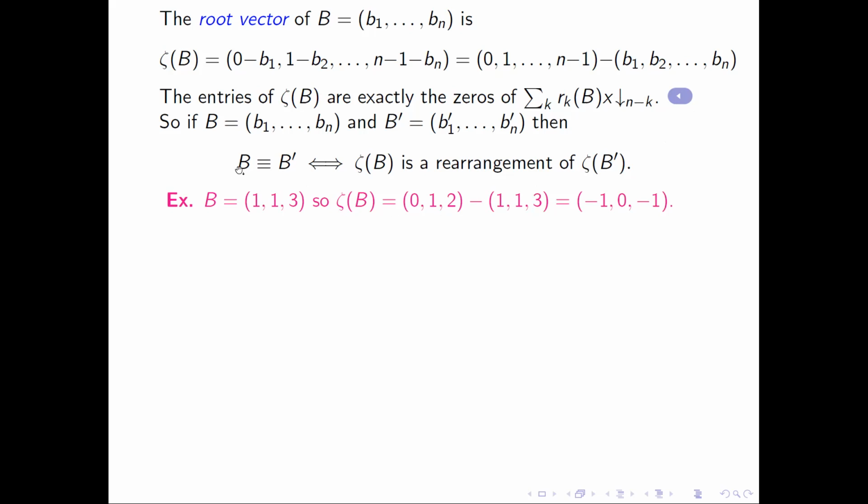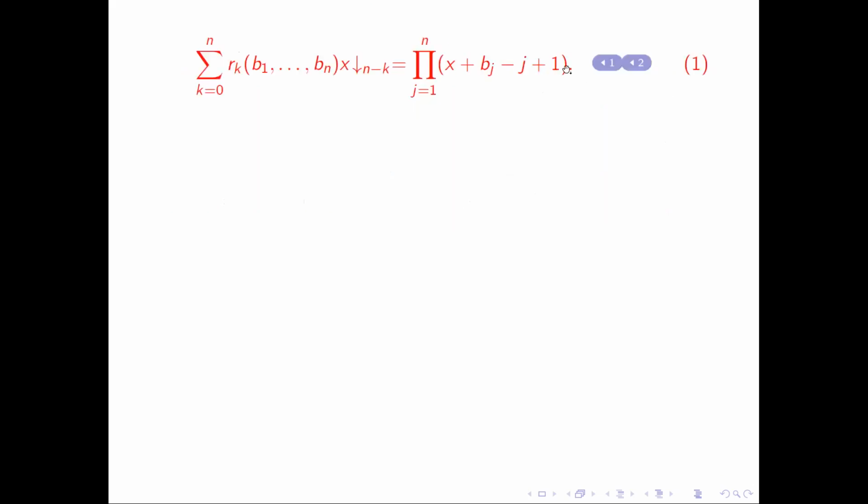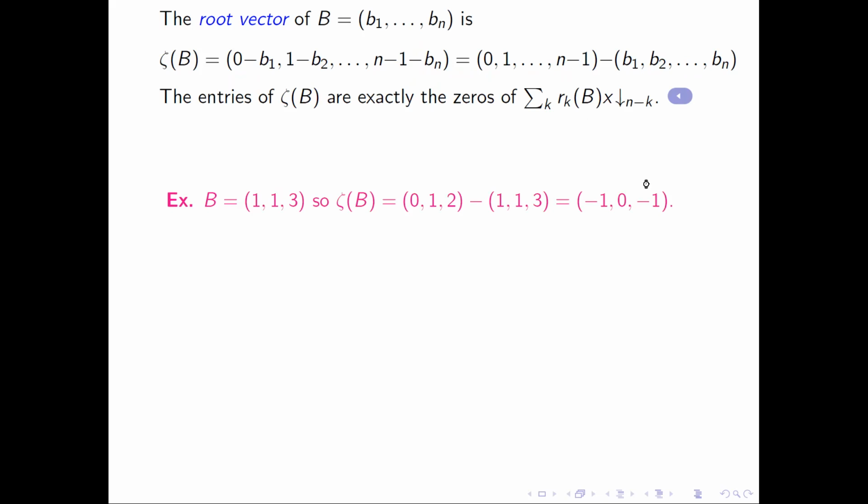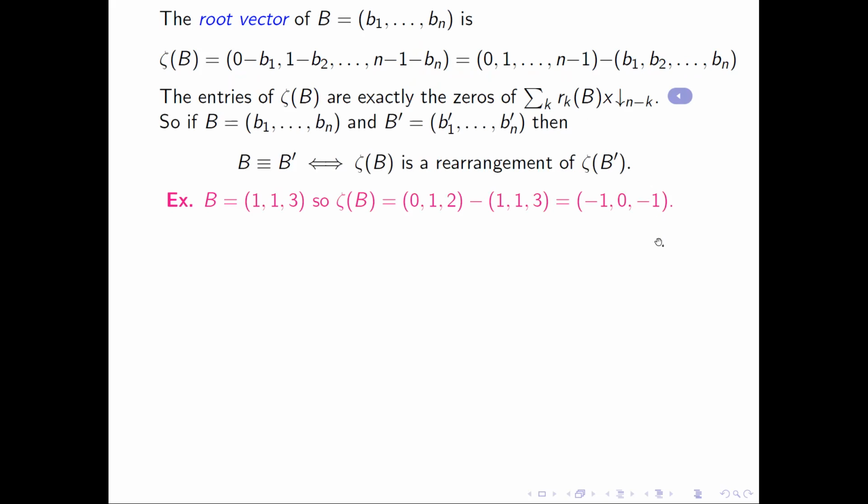So don't you see? If the root vectors are the same, then the right-hand side of the Goldman-Yoshi equation is going to be the same, which means if I were to write it in kind of a funny way with these falling factorials, I would have the same rook numbers showing up. Has to be the case. Okay? So rook equivalence is the same as root vectors being a rearrangement of each other.